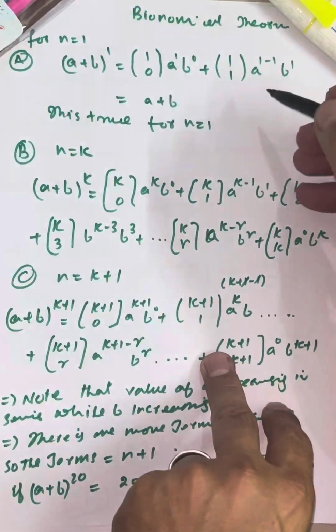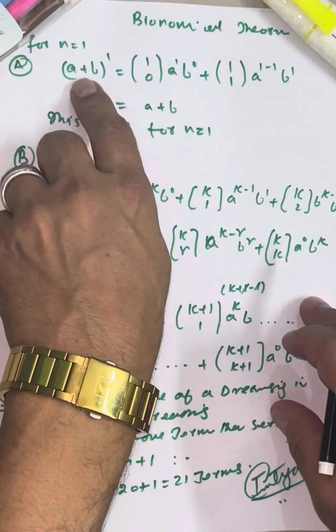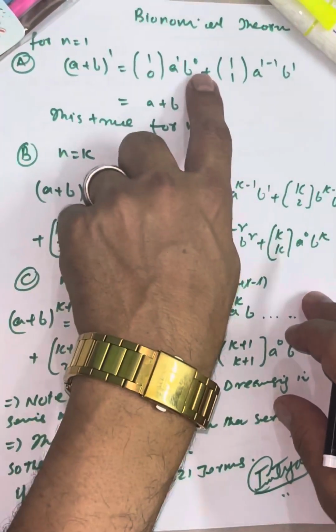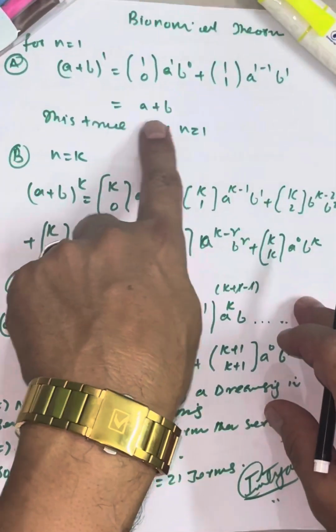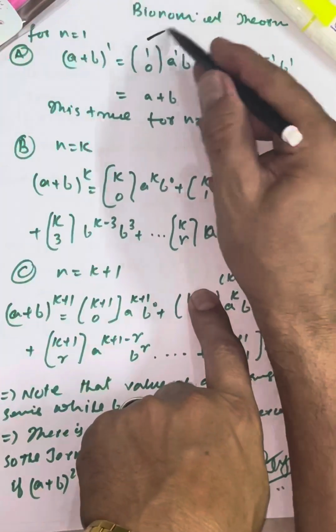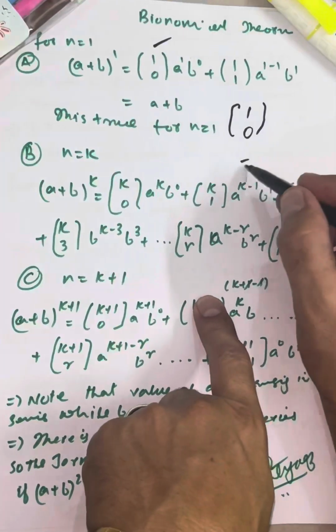So we are now in the binomial theorem. So, for n equal to 1, (a + b)^1 = 1C0 a^1 b^0 + 1C1 a^(1-1) b^1. Here, is this equal to 1? How can you open this one? 1C0. So this is the formula.